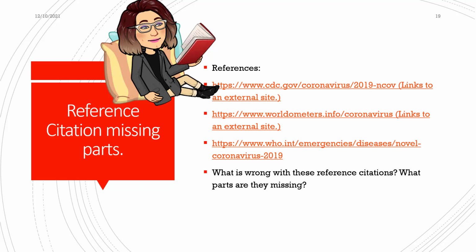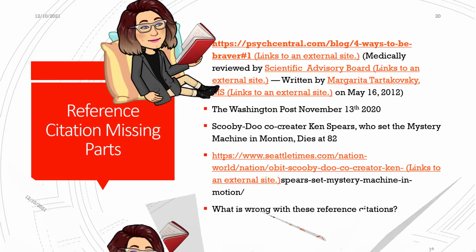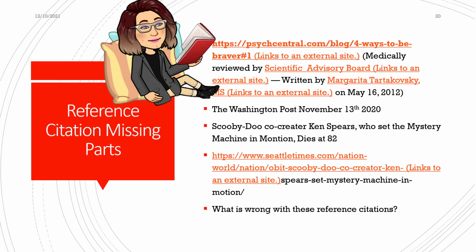So when you write a reference citation, you have to have the author name, the date, the article name, publication name, and the date you retrieved the website. Same thing here, okay? The person also made mistakes and didn't write it in the right order. You always write the author name first, then the date, then the article name, publication name, and then the date you retrieved the website.